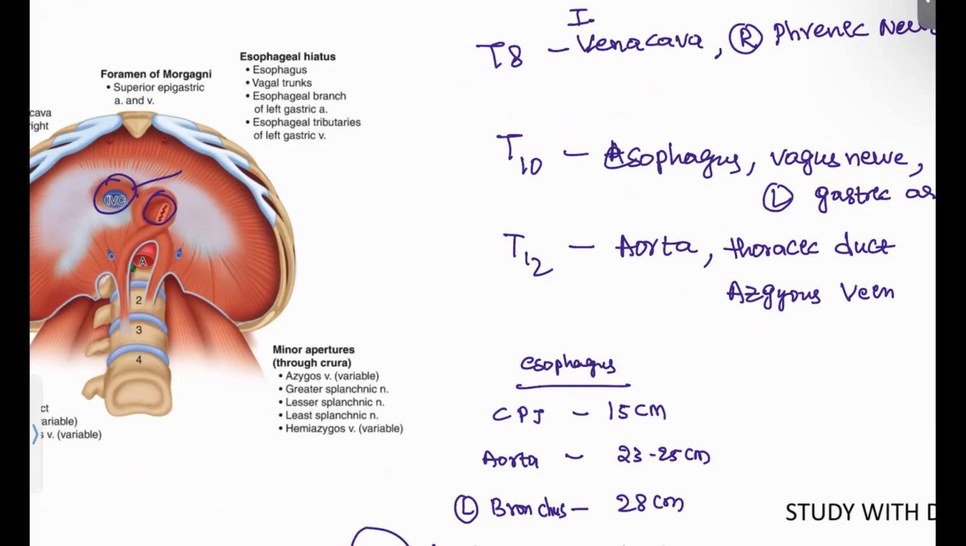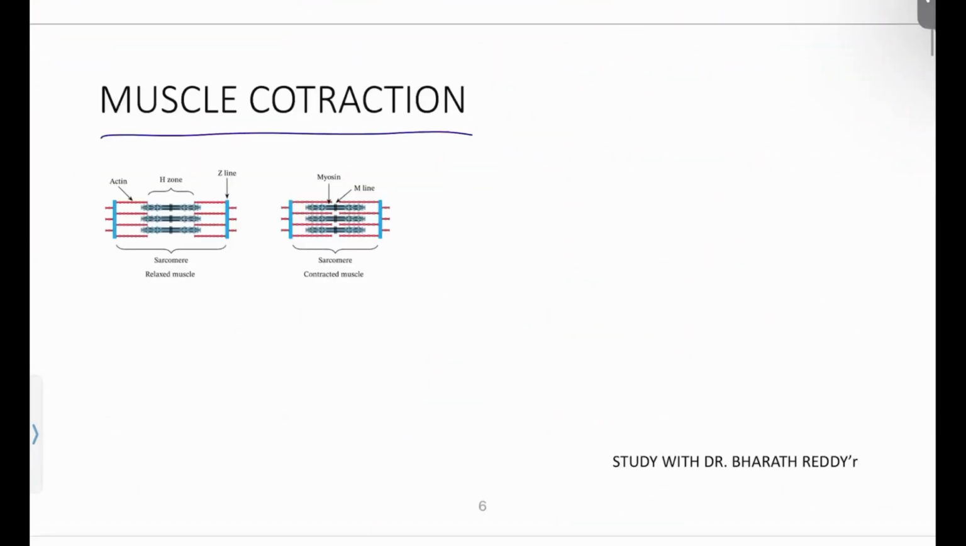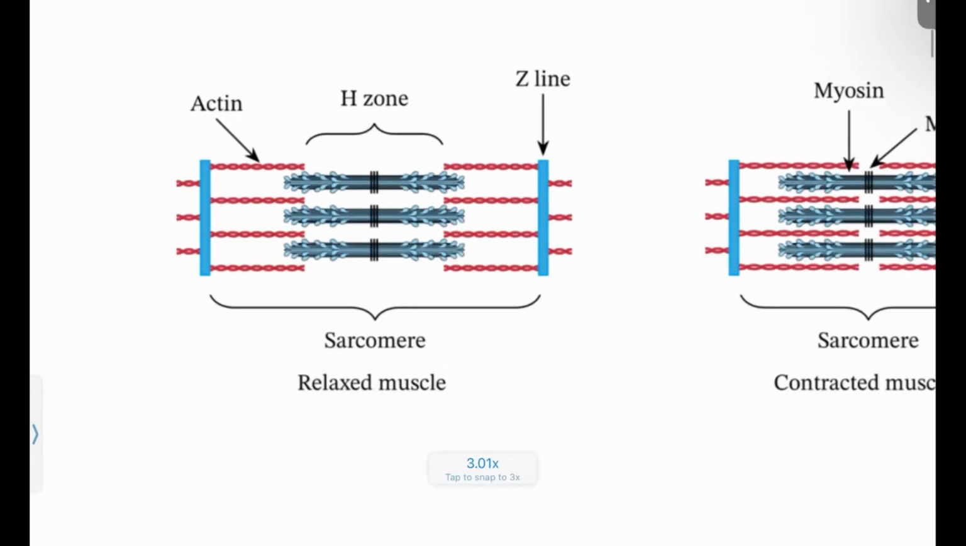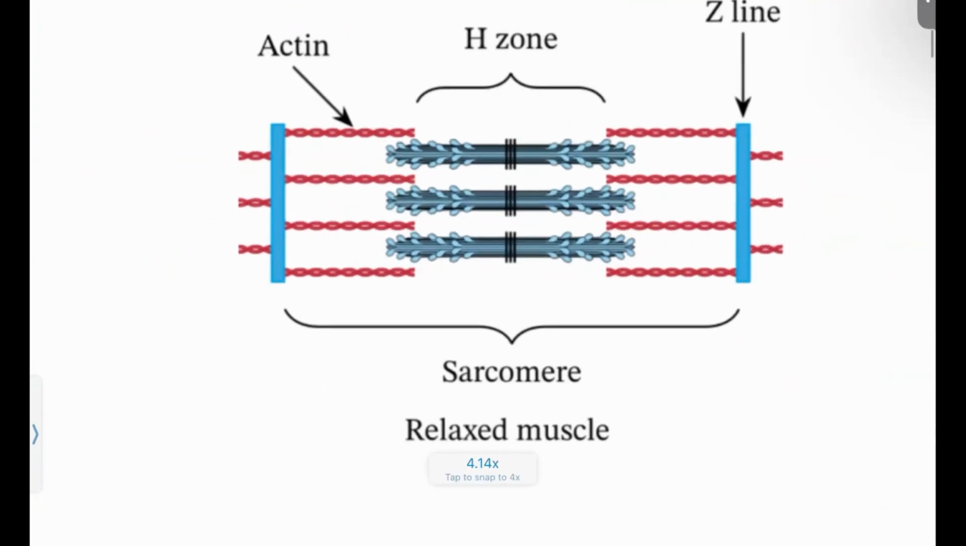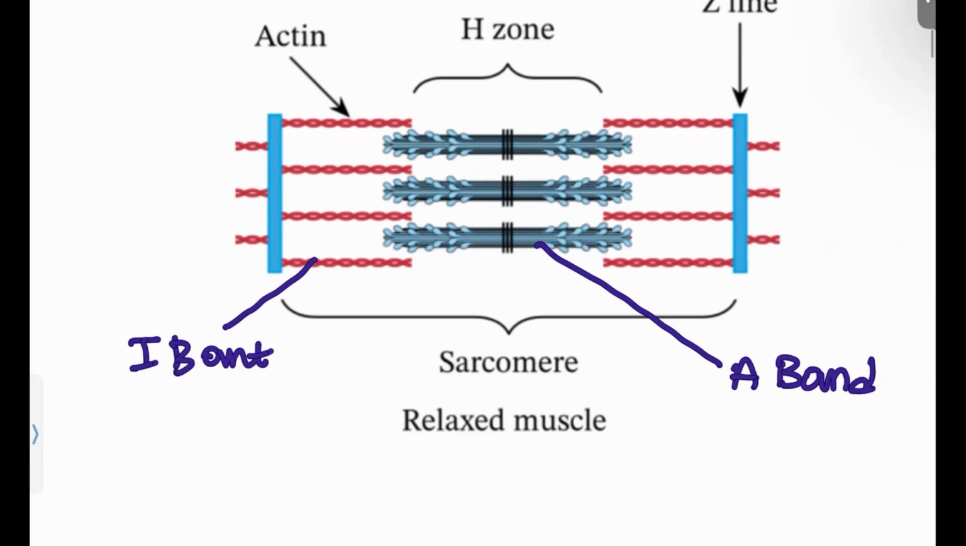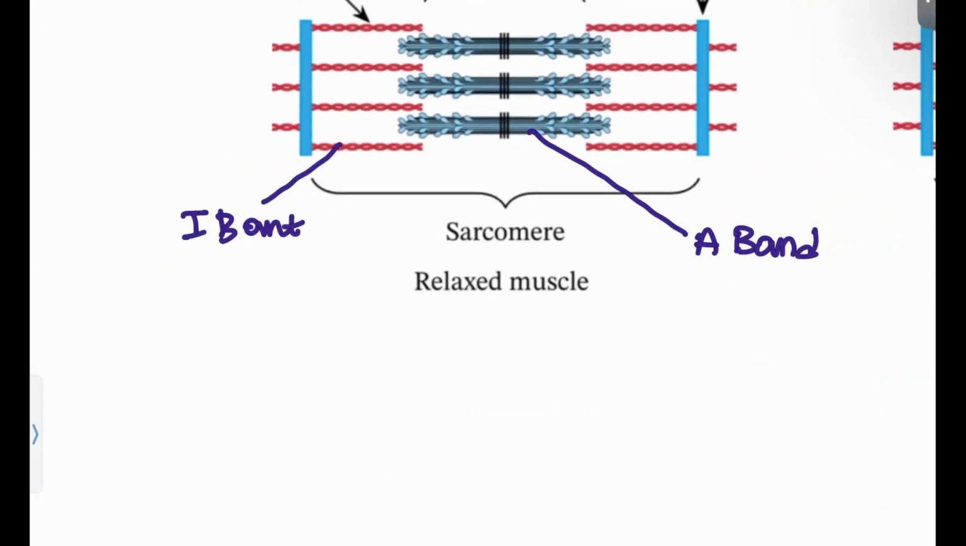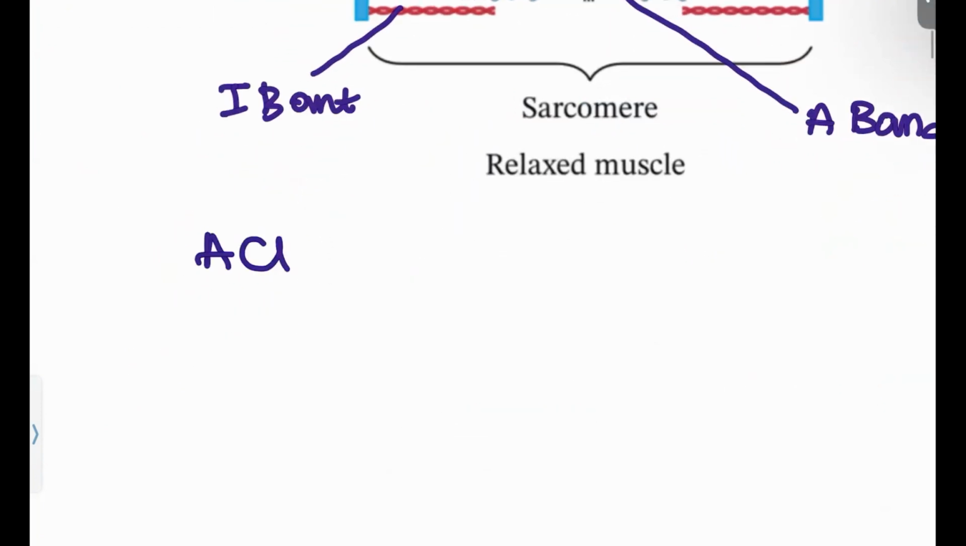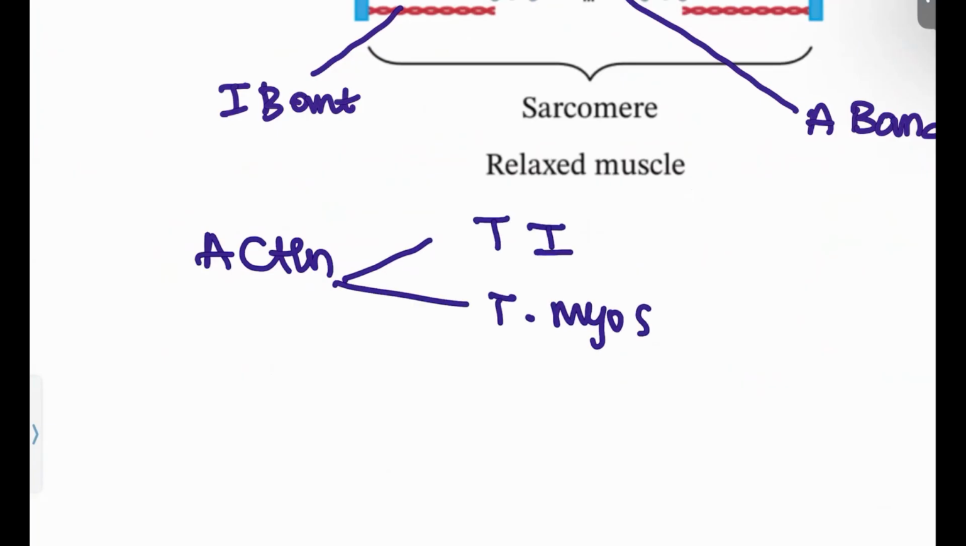Next one is muscle contraction. We all know these structures, right? Actin and myosin are your contractile proteins. The sarcomere contains the actin, that is your I band, and the myosin, that is your A band. So how do these bands come together to form the contraction of the muscle? Actin has troponin of three types: troponin I, tropomyosin, and troponin C which binds calcium ions.